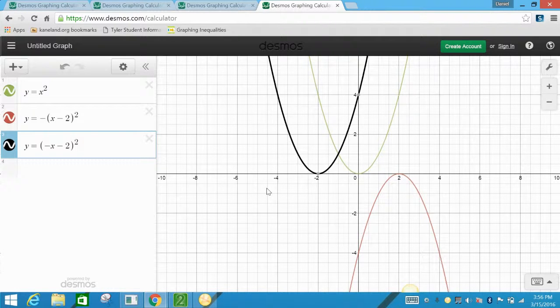Okay. So hopefully this helped. Hopefully you got the stretches and shrinks down. You have 5 total translations: stretch, shrink, up and down, left and right, and a reflection. Be sure you feel comfortable with all of them, and let me know if you need any help.